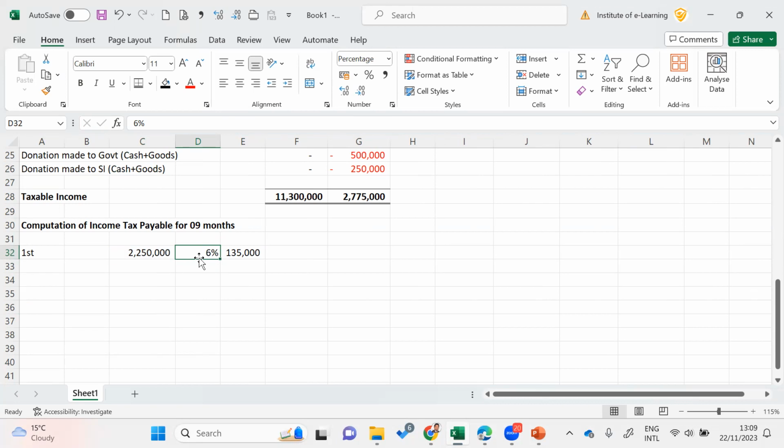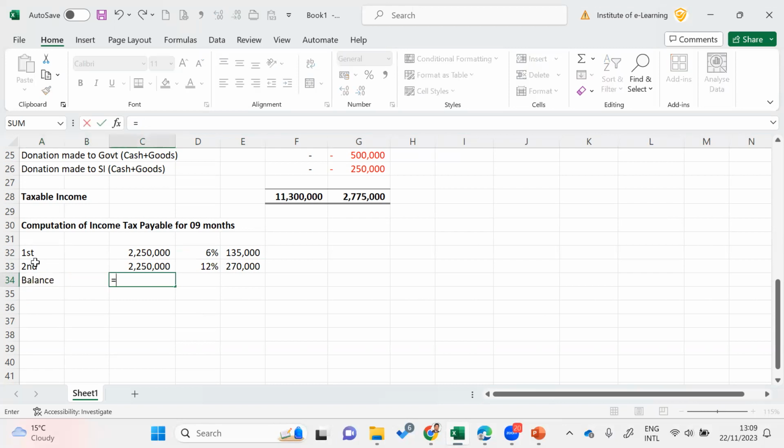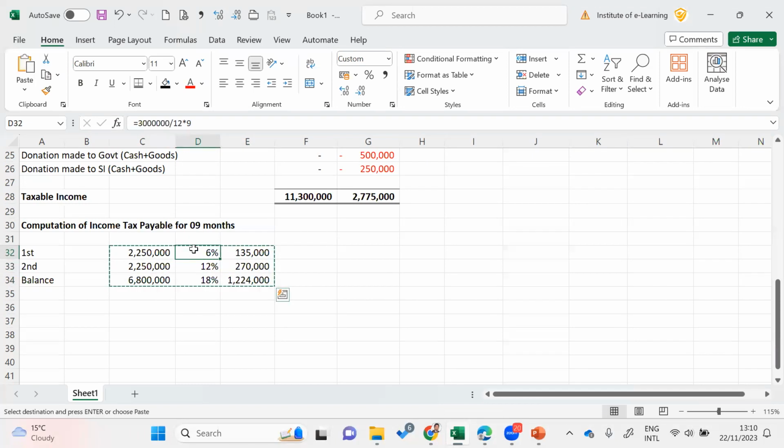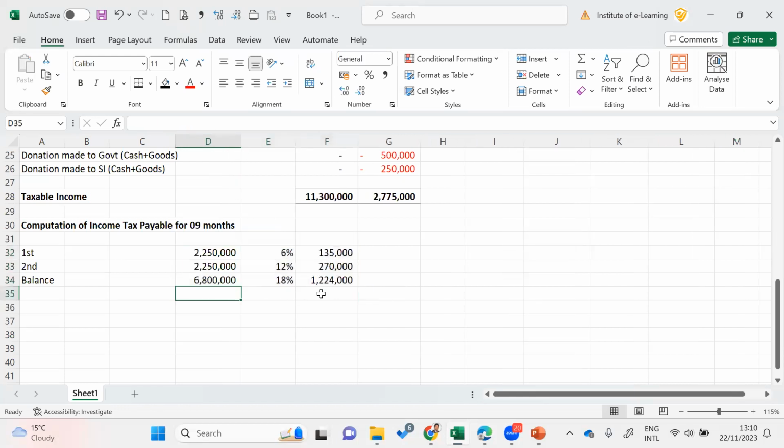Then the second, 2.25 million into 12%, you will get this much, 270. And any balance, that is, the balance after deducting this one and this one, is subject to tax at the rate of 18%. Then you will get the tax liability for the 9-month period, this much.